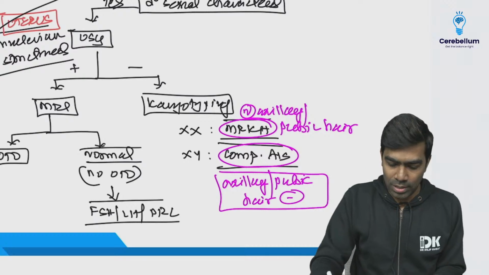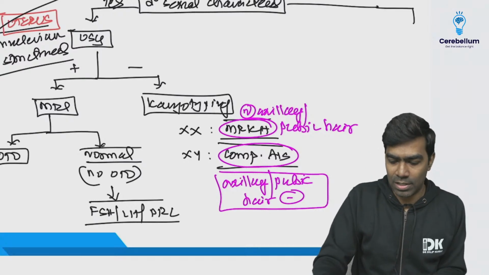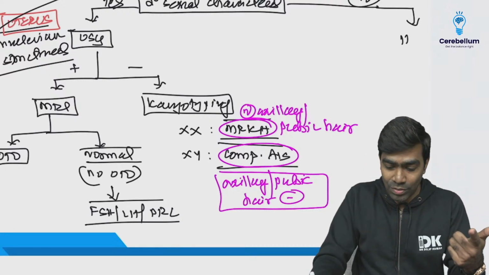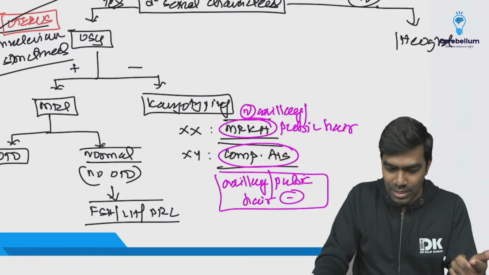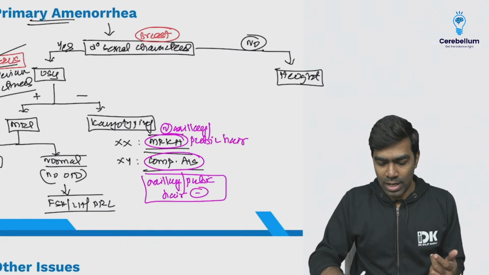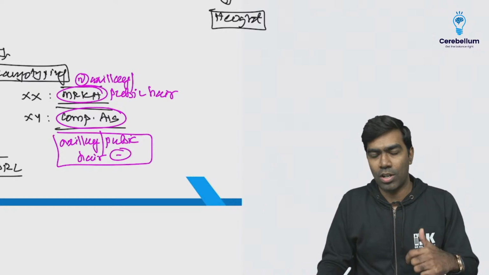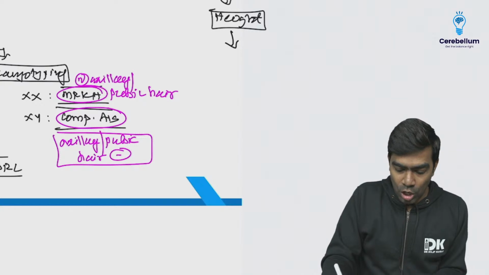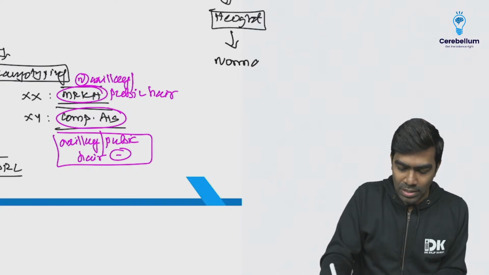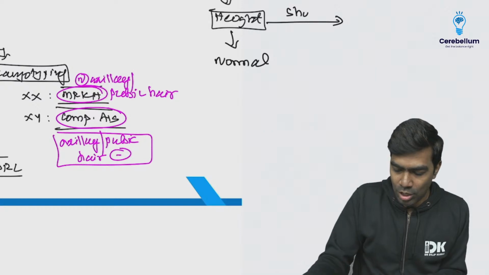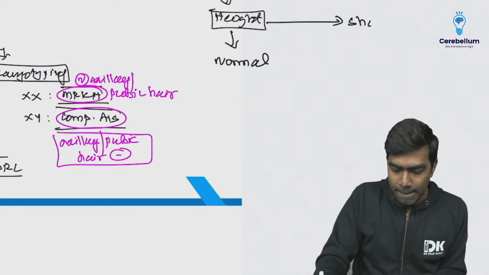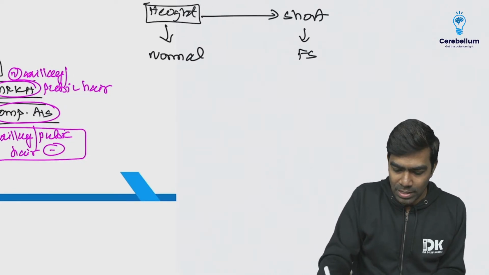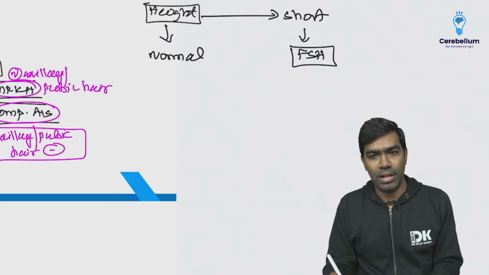That side is over. If the patient doesn't have secondary sexual characters, what is the next step? You have to look at the height of the individual. Look at the growth chart and see whether the patient is tall, short, or normal. If the patient is short, the next step is FSH, follicle stimulating hormone.